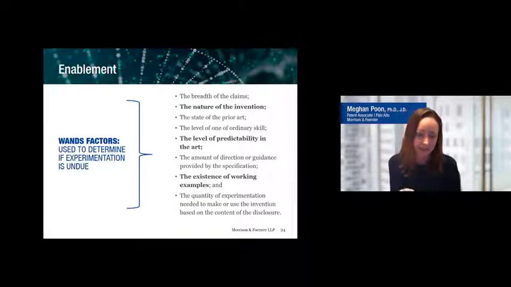The third bolded is the key that we've been really talking a lot about today, which is the existence of working examples. So it's very important to have working examples in your specifications to show that the claims are enabled. Although I will say it's not a statutory requirement. You can file a patent application without working examples, and you can file it with what we call prophetic examples. But that tends to be more difficult to obtain patent protection for those types of applications, especially in the biologics realm.